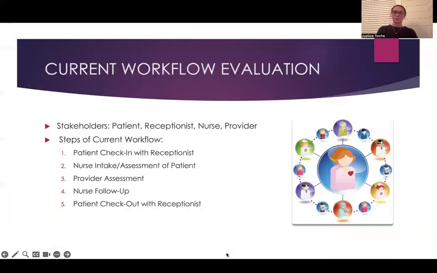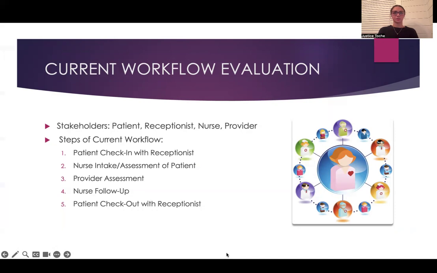To identify why and where the fall risk screening is being missed, first we must evaluate the current workflow of Sunnyland Medical Center. Stakeholders involved in the daily workflow include the patient, receptionists, nurses, and providers. The current workflow follows the following steps. First, the patient checks into the facility with the receptionist. Next, a nurse takes the patient to an exam room to collect data.